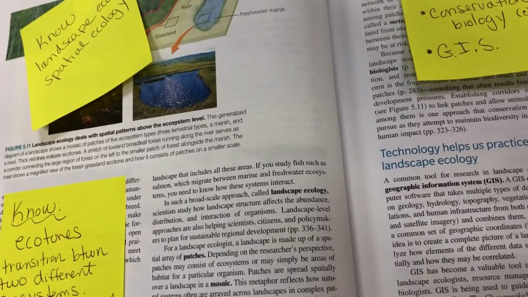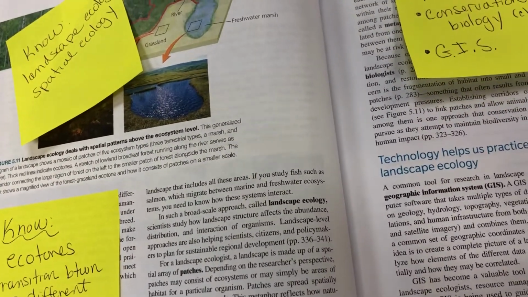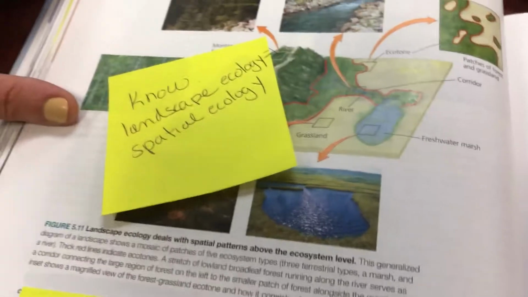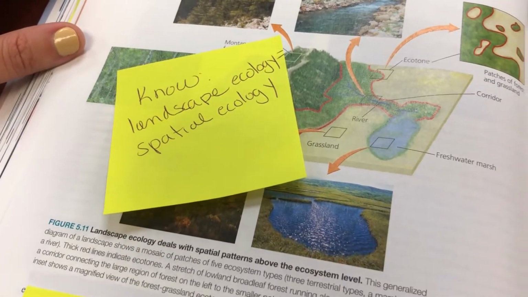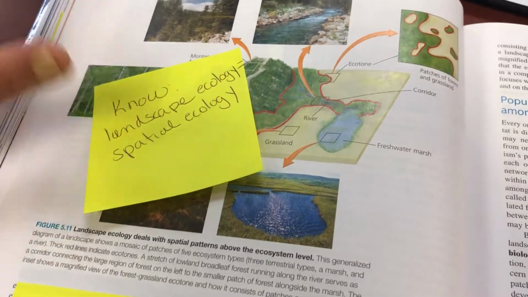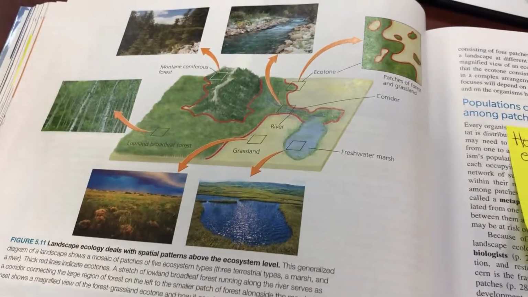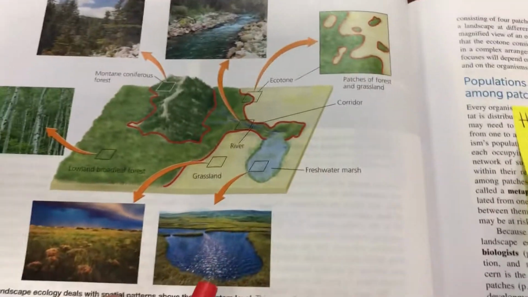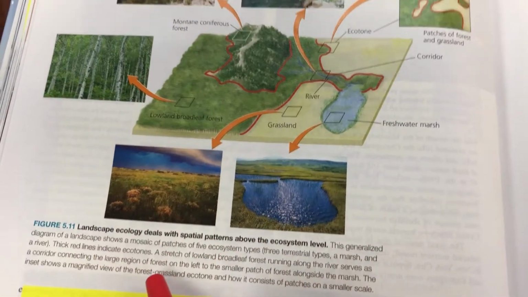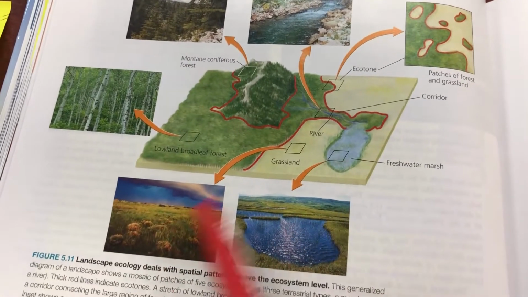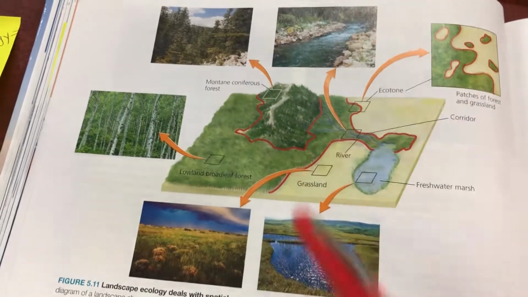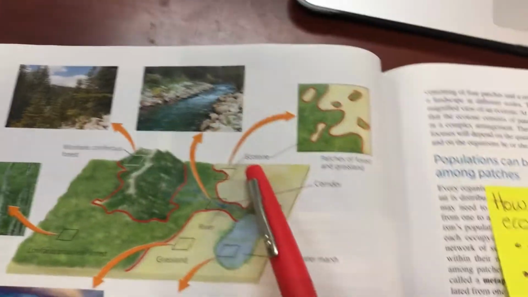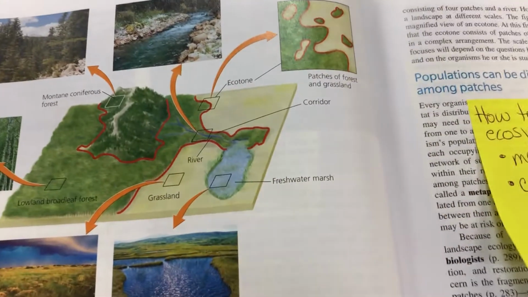Now, how do we talk about different ecosystems? Well, we call that landscape ecology, or some books call it spatial ecology. So this diagram kind of shows that to you. It's just different patterns that are located in certain areas. So here's an example of your ecotone.